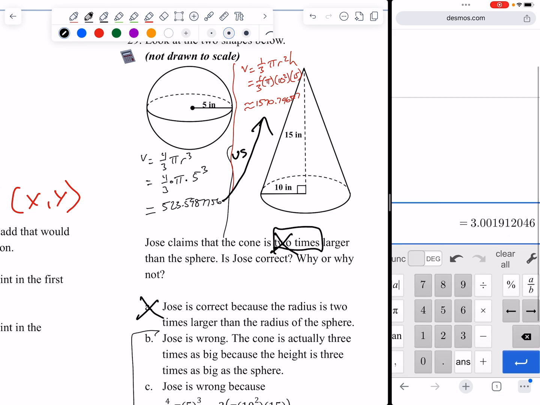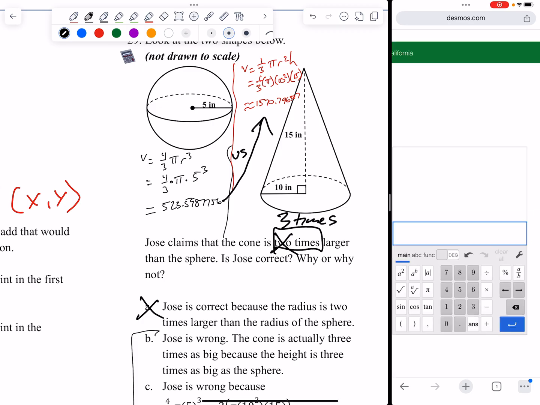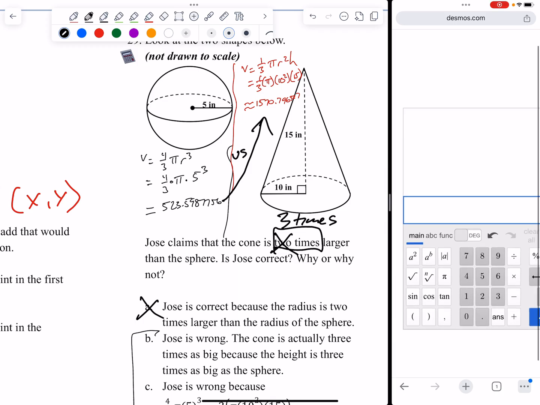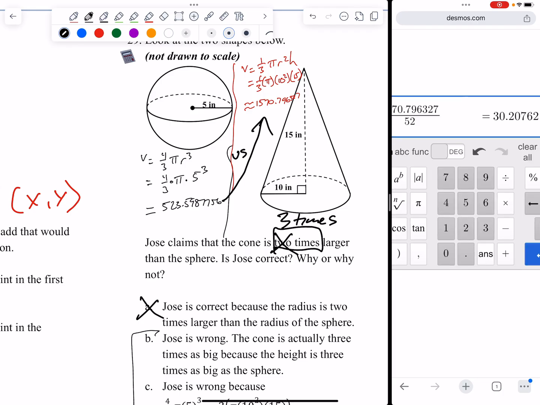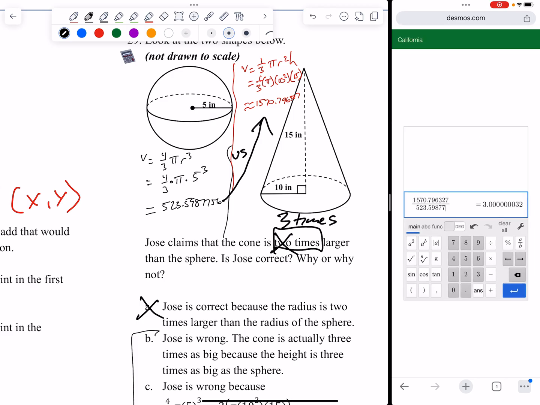It looks like it's 3.00192. And I'm pretty sure it's going to be 3 times larger if I used all the decimals. And I've talked about it, right? The more decimal places you use, the more accurate it is. Just to prove it to you, 1570.796327 divided by 523.5987756. Boom, right there. It is exactly 3. Okay? And if you notice, the more I added, the more accurate it started being, right? So instead of saying 4, then 3 and 2, it just ended up being 3.